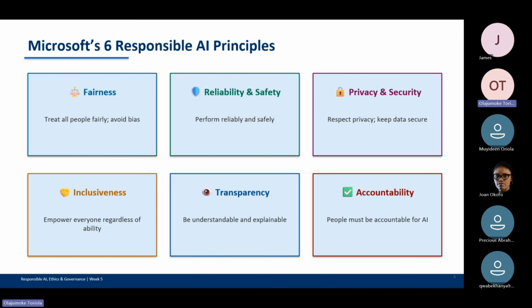Each one of them answers a critical question. So you can see fairness: treat all people fairly, avoid bias. We look at reliability, which talks about performing reliably and safely. You talk about privacy, respecting my own privacy. Inclusiveness: empower people regardless of their ability. And then you want whatever app you build with AI today to be transparent, that is, understandable and explainable. If AI cannot explain itself, then there's no need for you to use it.